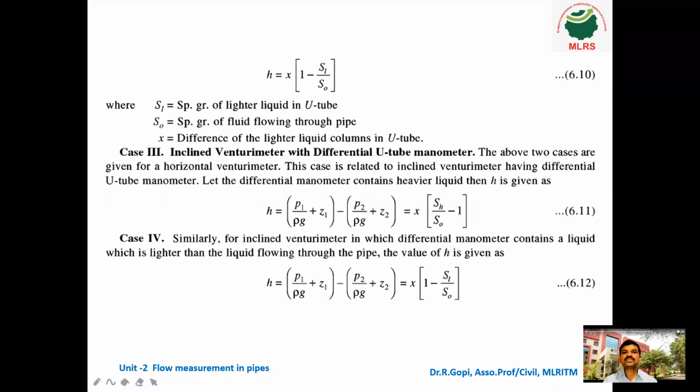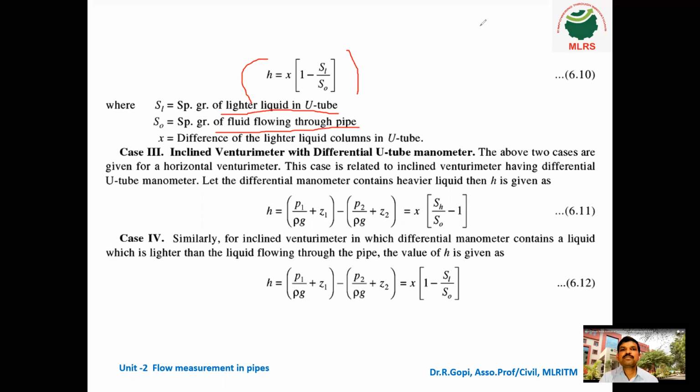Under this case, there is a small change in the formula. H is equal to X into 1 minus SL divided by S0, where SL is the specific gravity of the lighter liquid and S0 is the specific gravity of the liquid flowing through the pipe. X is the same, the difference in the head. So far, these two formulas are applicable for horizontal venturimeter.